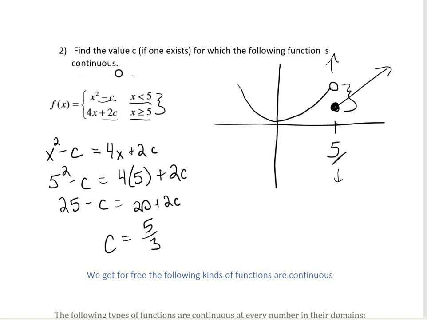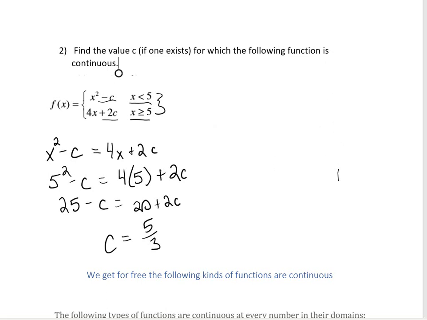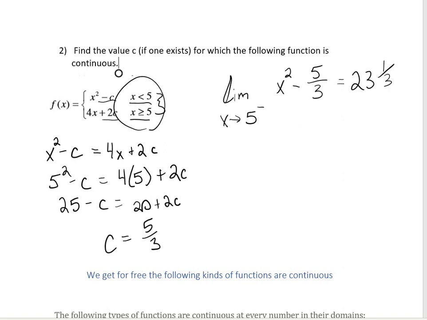Now, let's confirm that this actually makes our function continuous. So, to start off, anytime I have an x squared minus c, that's going to be a continuous function because it's a polynomial. Same thing for 4x plus 2c. So the only place I'm really concerned about is here. So if I take the limit as x approaches 5 from the left, which I would use x squared minus 5/3, then what I'm going to get is the value 23 1/3.